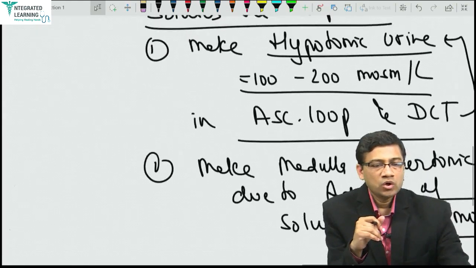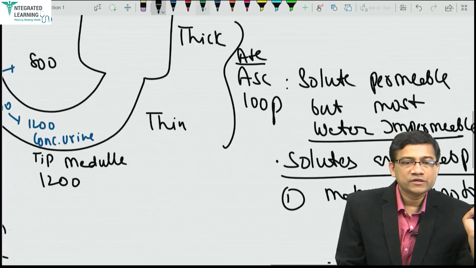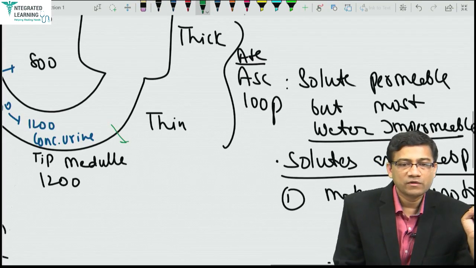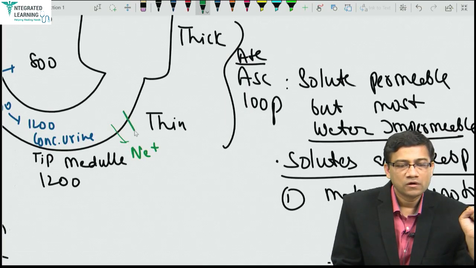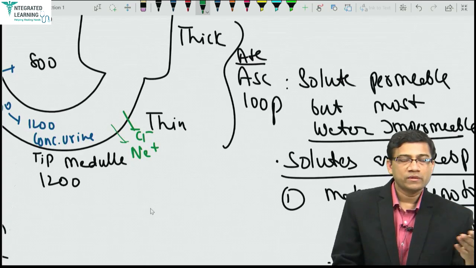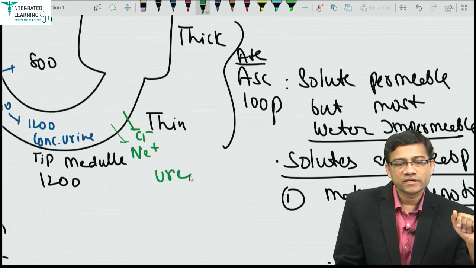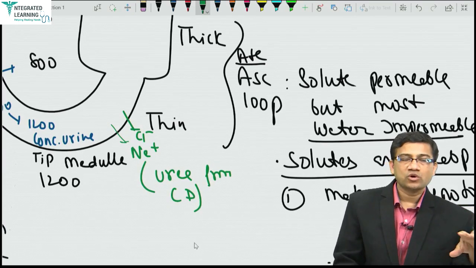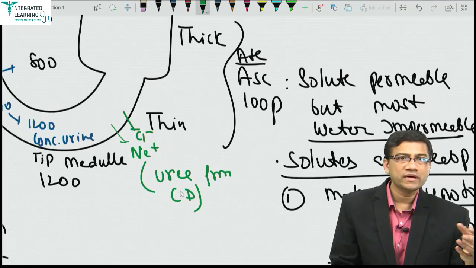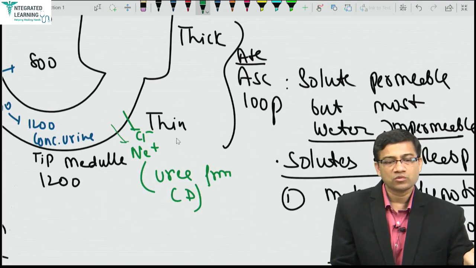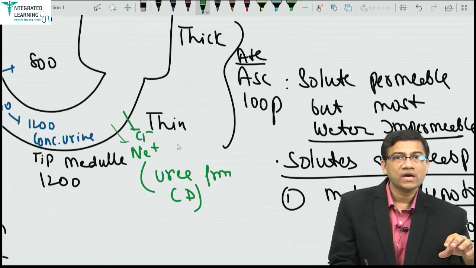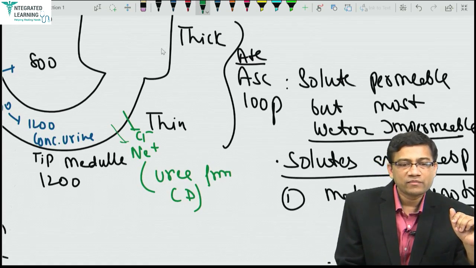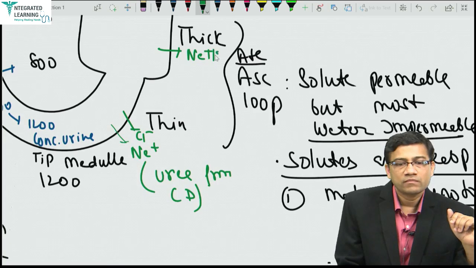Okay. So the thin ascending loop will basically be responsible for adding sodium chloride. And also we have urea in this area. Urea from the CD, I'll discuss it later. Some urea books say it can come from the thin ascending loop also. So some urea from thin and most from the collecting ducts. I'll discuss later. And from thick, what happens? Sodium, potassium, 2-chloride symporter.